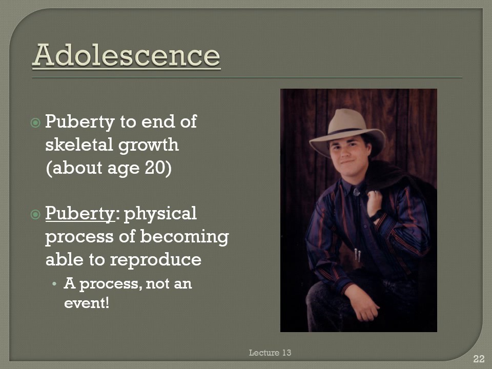Puberty is the physical process of becoming able to reproduce. Of all the behaviors an animal will ever engage in, from an evolutionary perspective, reproduction is the most important. Making the body ready to reproduce involves a series of changes in organization in almost every system of the body, each of which must take place in a precise order and with precise timing. So puberty is a process, not an event.